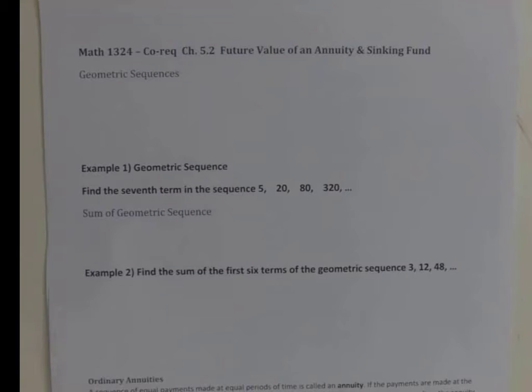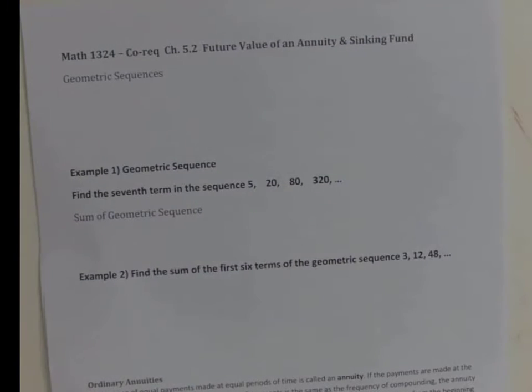So this video is for chapter 5.2. This is part 1. Chapter 5.2, we're going to talk about future values for an annuity and also sinking funds, and the two of them are related. So to develop this concept, we want to talk about geometric sequence.